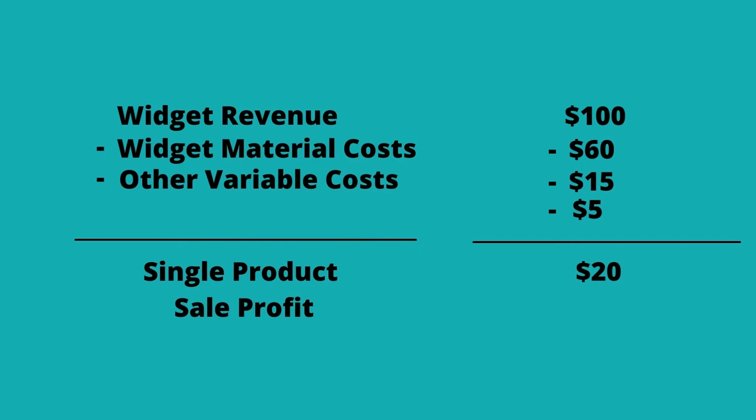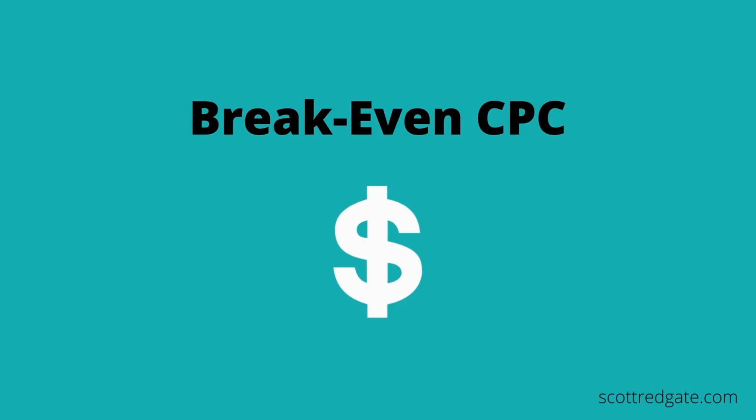Let's say you sell a widget for $100, okay? And the cost of materials for that widget is $60. And it costs you $15 to assemble, and there's some other variable expenses of $5 for that item. We'd simply take the 100 minus 60 minus 15 minus 5 to lead you to a single product sale profit of $20.